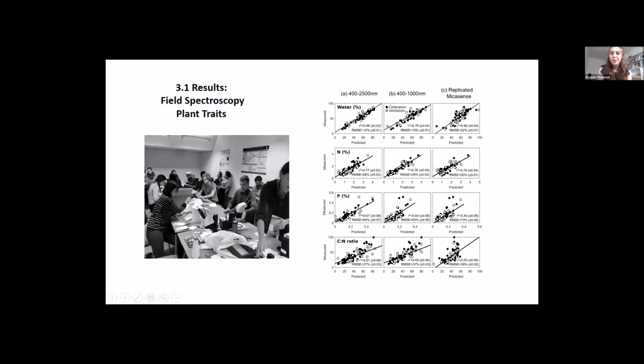And again, when we replicated the MecoSense information, this dropped a bit for the water, which is unsurprising as water is expressed in many bands across the whole spectra, whereas nitrogen is mainly represented in the visible part of the spectrum. So actually cutting out a lot of the infrared here didn't make much difference, as we might expect.